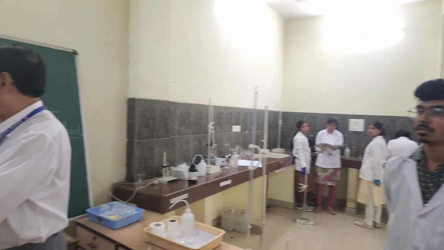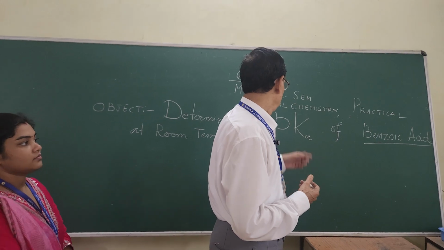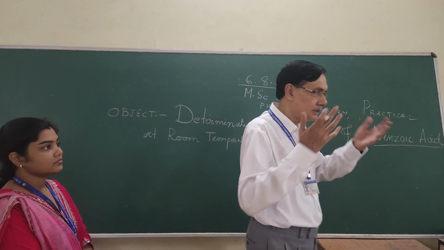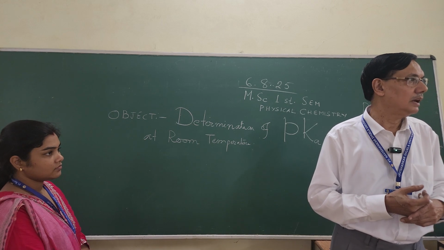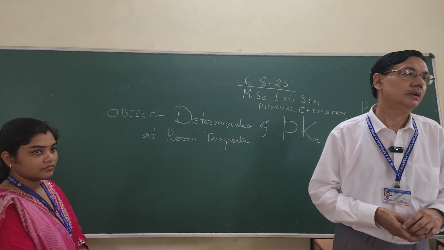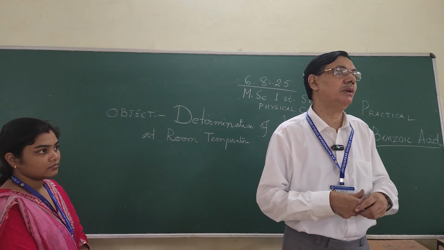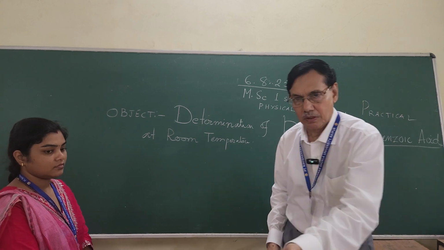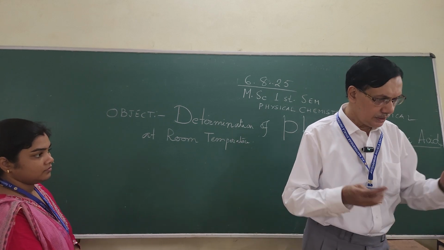Okay, so I think you know the principle of the pK of this benzoic acid, and in my first part I had discussed these things on the basis of the Henderson-Hasselbalch equation. We will determine the pK of benzoic acid. You can also determine the pK of substituted benzoic acid, say for example, para-nitrobenzoic acid or para-chlorobenzoic acid. Now the experiment is very simple.